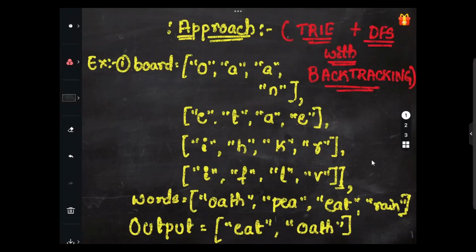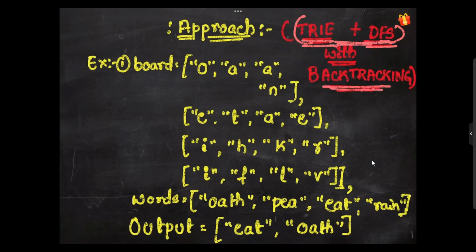So first thing that we need to note down here is we will be going with the trie plus DFS, right? So we'll be going with the approach trie plus DFS along with the backtracking. Mainly we are going with trie plus DFS. Just keep this in mind, right? Along with the backtracking. So I have considered the same first example that they have given in the question.